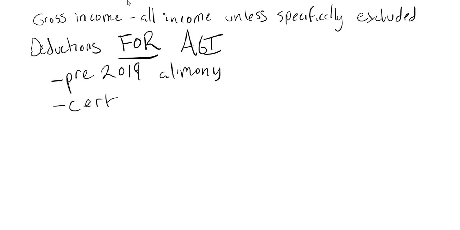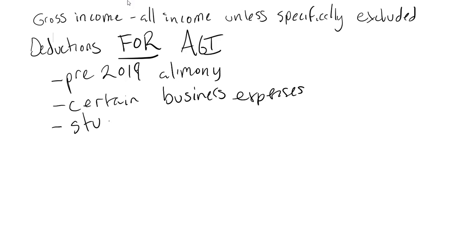Certain business expenses. All right. Student loan interest deduction. This is where this comes out. This is a good one. I'm sure we can all commiserate on this one. Student loan interest. The penalty for an early withdrawal from savings, contributions to a qualified retirement plan, and certain educator expenses. These are going to be your deductions for AGI.